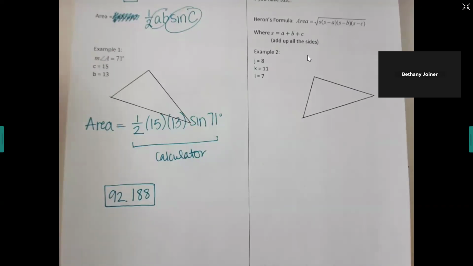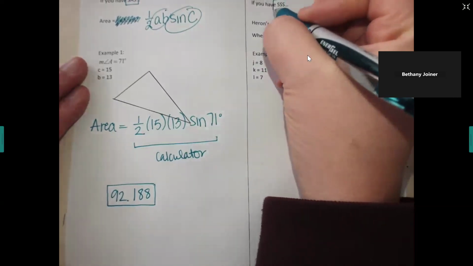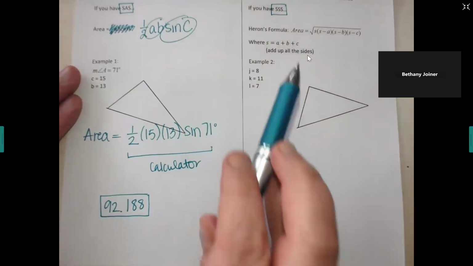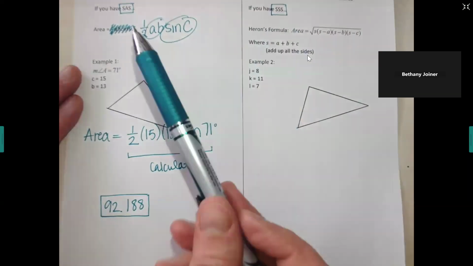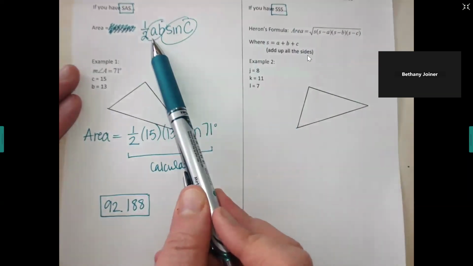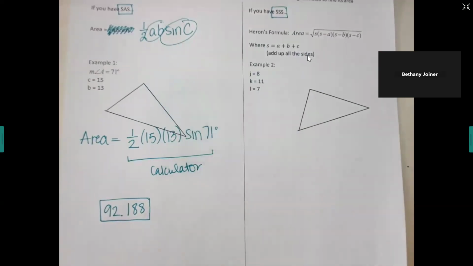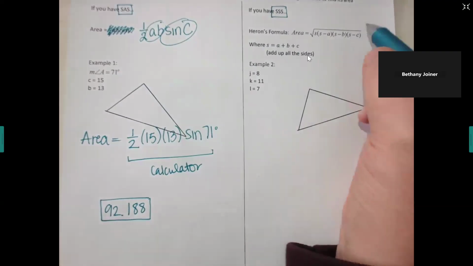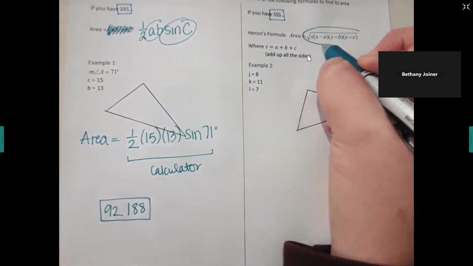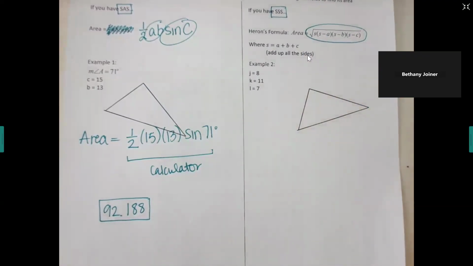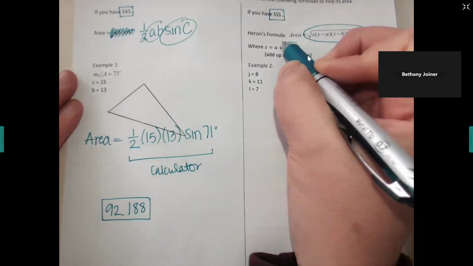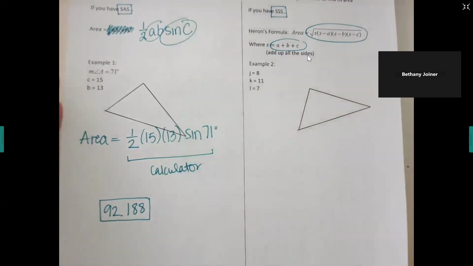Now, let's say that instead of having side angle side, you have SSS, which is side, side, side. I couldn't use this formula if I only had 3 sides because I have to know one of the angles. But if I do have all 3 sides, you can use what's called Heron's formula. The a, the b, and the c are the 3 sides of the triangle that you have. And then s is basically just going to be all 3 sides added together.